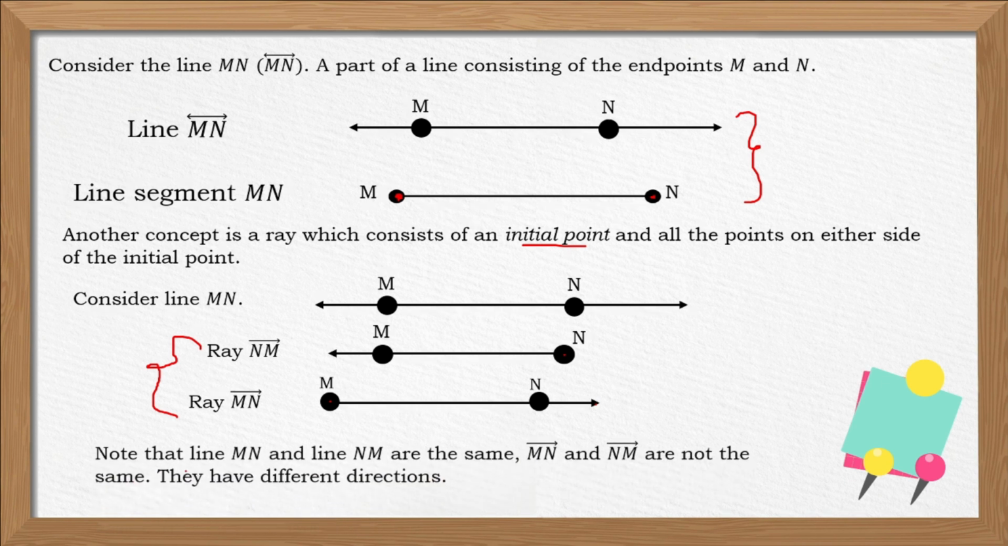So note that line MN and line NM are the same. But ray MN and ray NM are not the same. They have different directions.